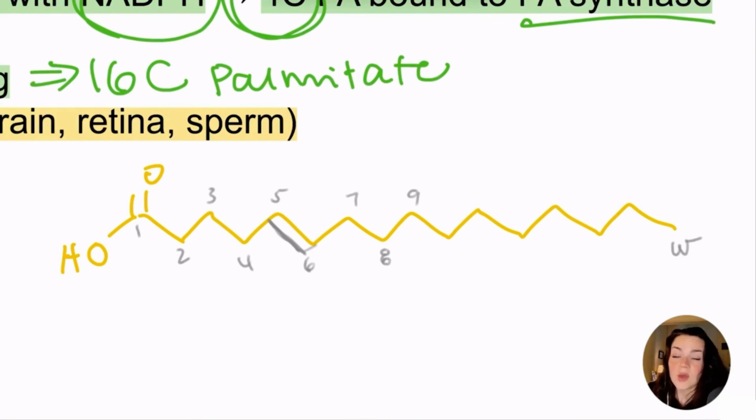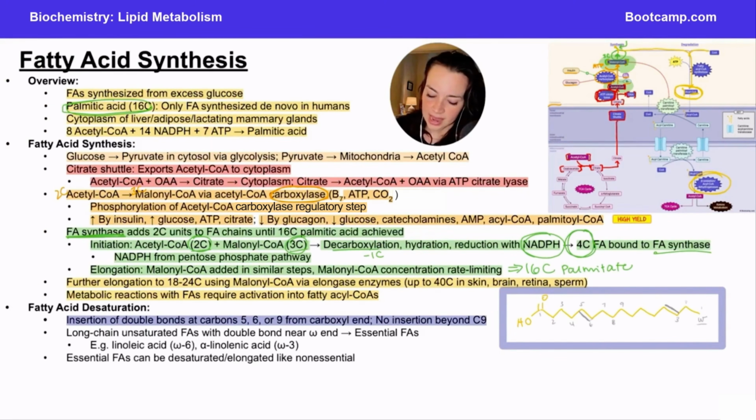But as you know, we have things like omega-3 fatty acids, which have a double bond 3 carbons away from the distal end of this fatty acid. And that's why we have essential fatty acids. These long chain unsaturated fatty acids with double bonds near that omega end, out past where your body's natural desaturation reactions can touch them, are essential. And those are things like our examples of linoleic acid, which was an omega-6, and the alpha-linolenic acid, which was an omega-3. So the fact that we have to eat them and can't make them ourselves makes them essential. But essential fatty acids can be desaturated and elongated just like non-essential fatty acids.